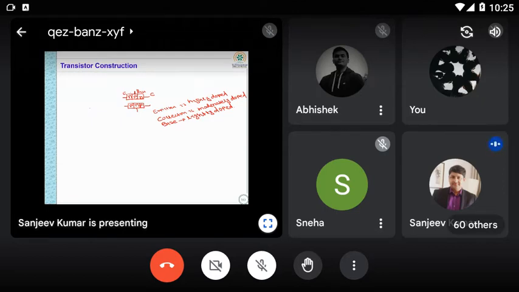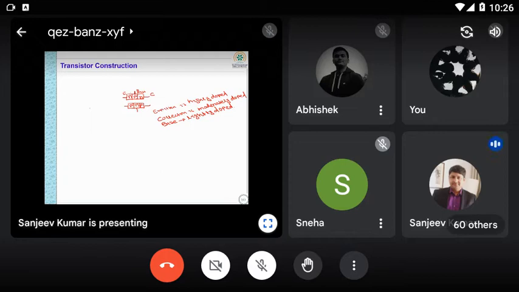I hope it is clear. Two N-type semiconductors and one P-type semiconductor gives NPN. If I'm taking two P-type semiconductors and one N-type semiconductor, then it is a PNP transistor. But in either case, you have to create two PN junctions.